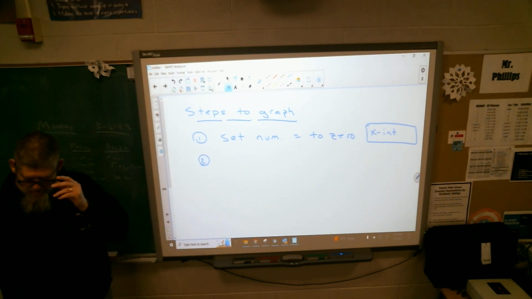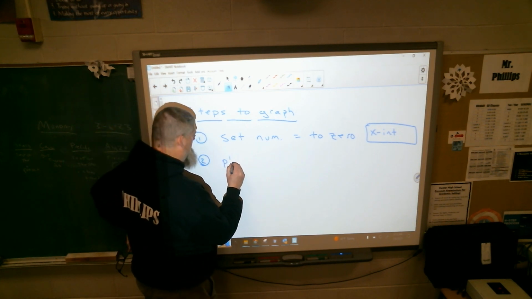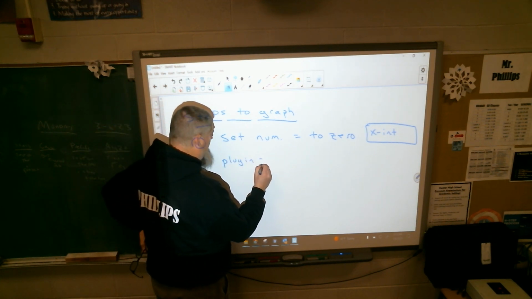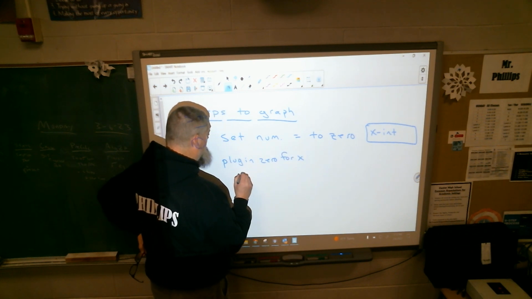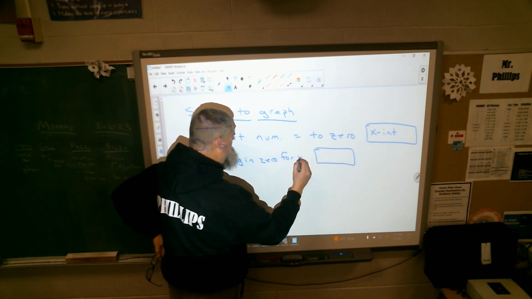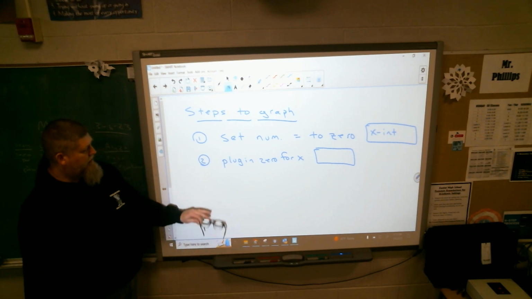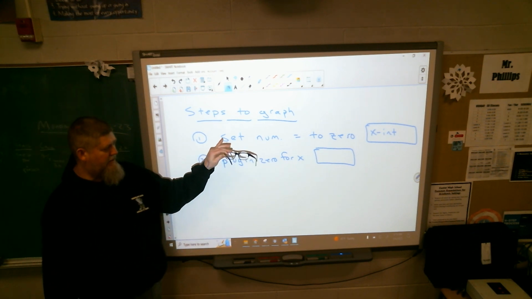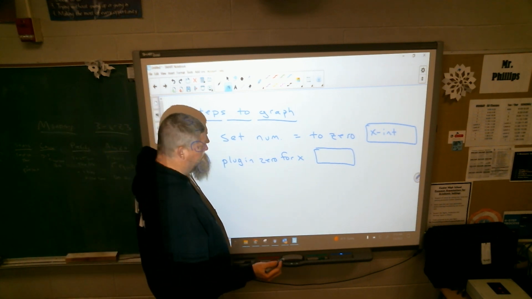Number 2. Plug in 0 for x. What are you finding when x equals 0? When x is 0, what you find is the y-intercept. Where x equals 0 is the y-intercept. Very good.